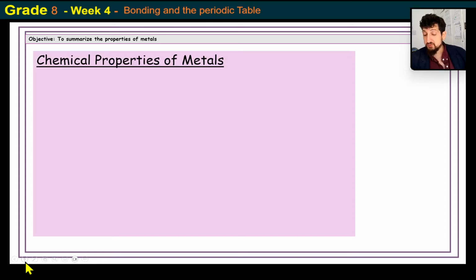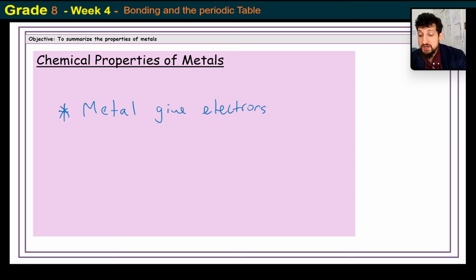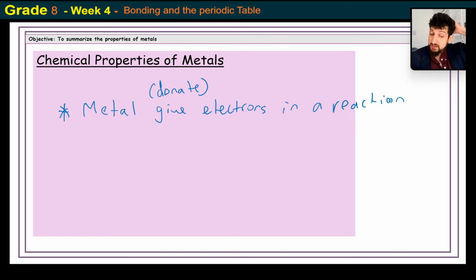Chemical properties of metals. Two properties that I want you to know about. Metals give electrons, or donate, that's the proper word, in a reaction. So when they're forming a bond, or when they're forming a compound, they give electrons, they don't gain electrons. Non-metals gain electrons.